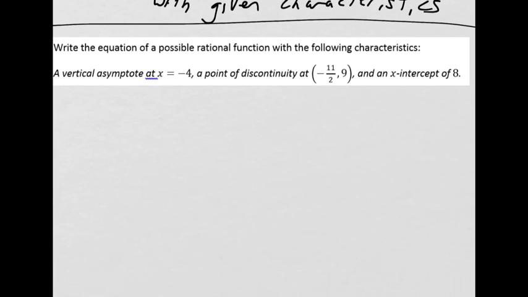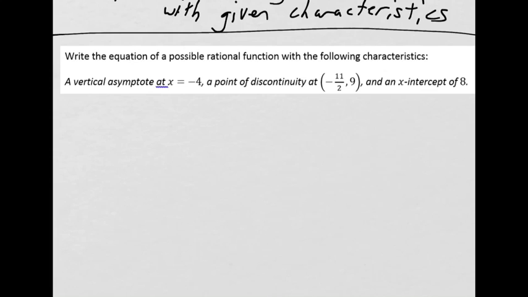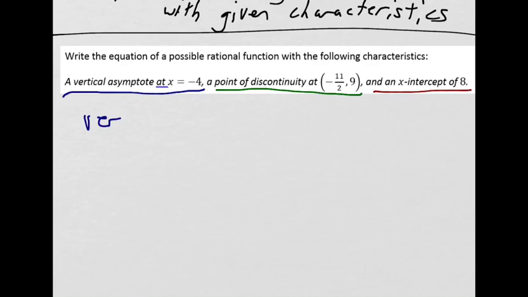So, I'm going to deal with each of these pieces one at a time, and I'll color code them. I'll do this part in blue, I'll do this part in green, I'll do this part in red. Okay, so let's deal with the vertical asymptote at x equals -4 first.